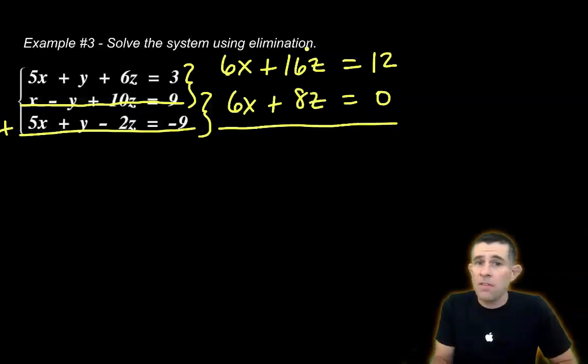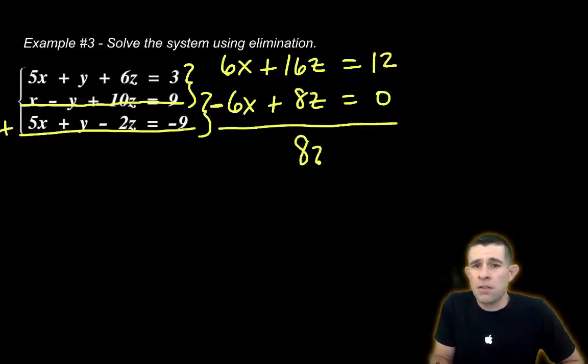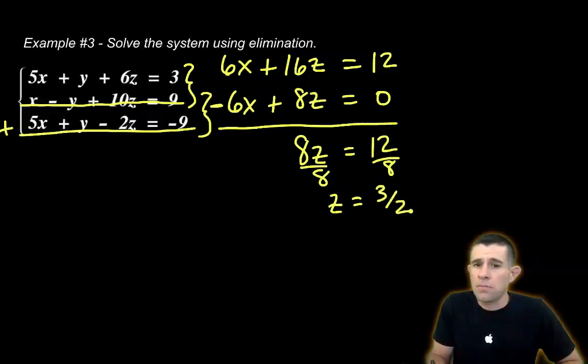And I actually have the same coefficient on my x's. So now instead of adding these 2 equations together, I am actually going to subtract them so that my x's will cancel out. 6x minus 6x cancel each other out. 16z minus 8z gives me another 8z. And then 12 minus 0 is equal to 12. So I can divide both sides by 8, and I get z is equal to 3/2.